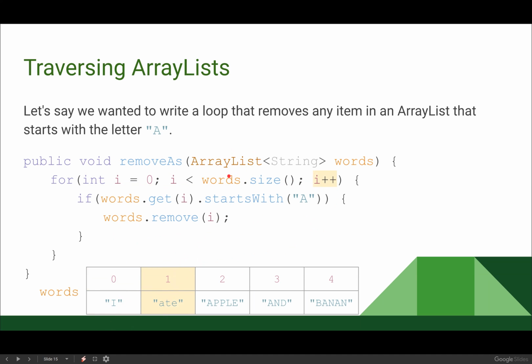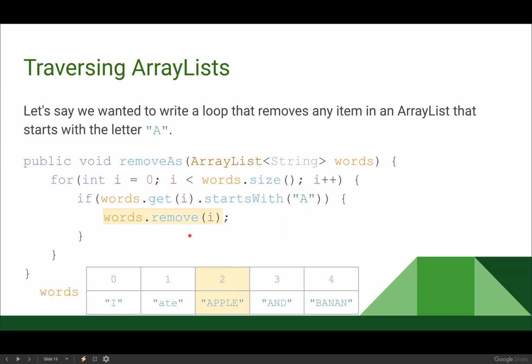i is still in range, so we're going to check our condition. Does the word "ate" start with the letter capital A? Once again, it does not. So we're going to skip our if statement. We're going to increase our i. i is now 2. Does "apple" start with the letter capital A? Here, that does happen. So our condition is now true. So we can enter our if statement.